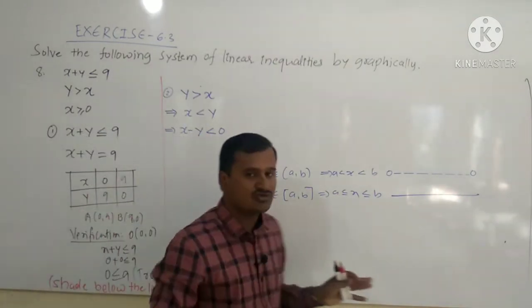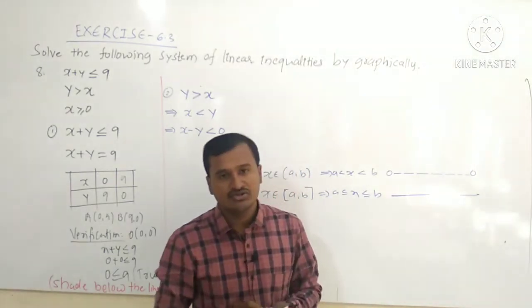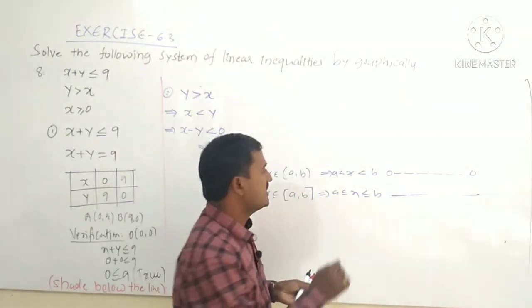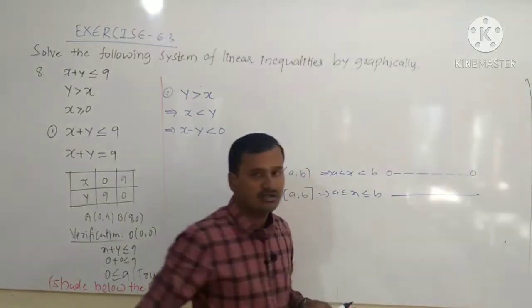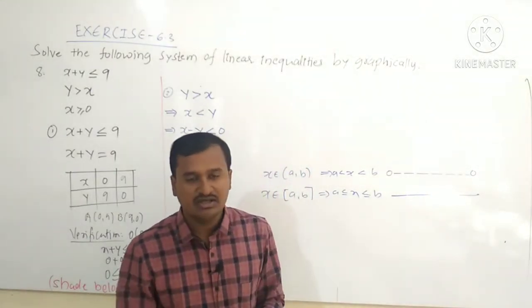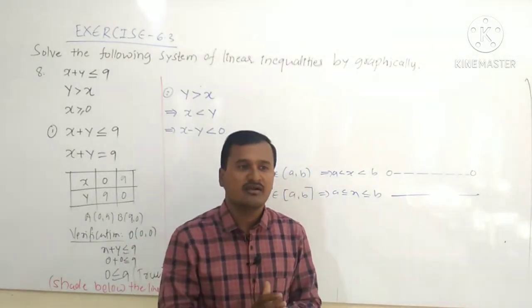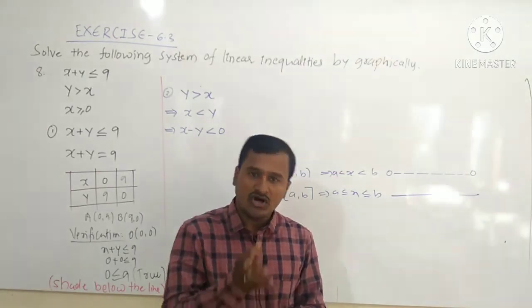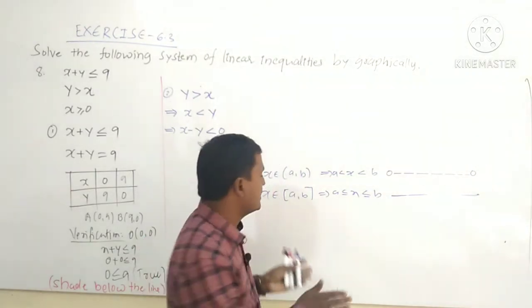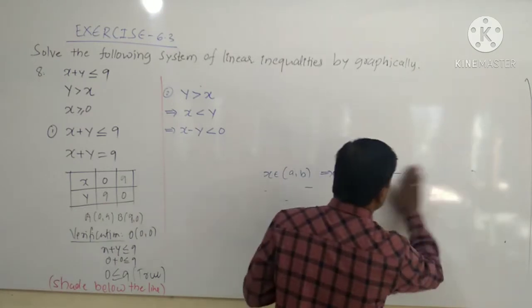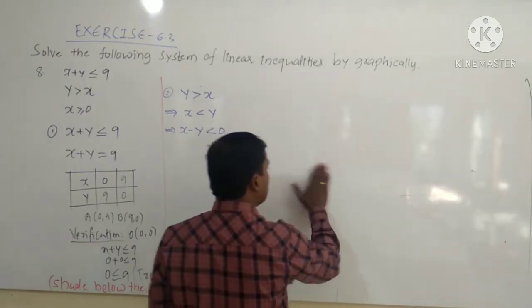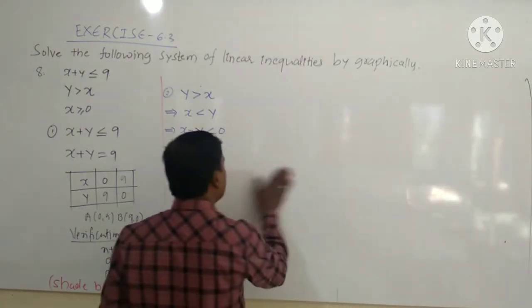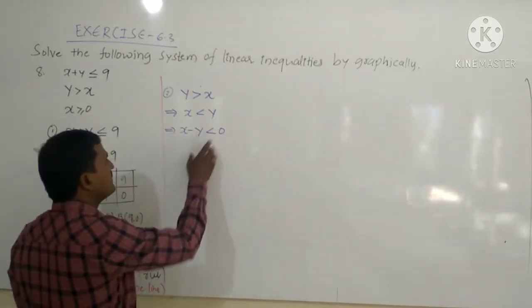Less than means here we should draw a line, that line should be dotted. It means that the points that lie on that line do not satisfy the inequality. It means that we don't take the points on the line. It means excluding. Including means closed interval, excluding means open interval. Okay, x minus y less than 0.